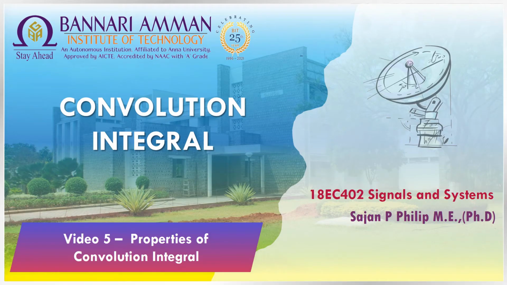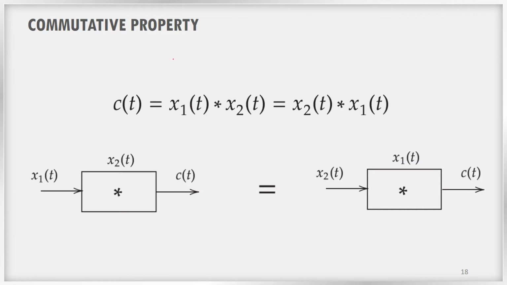Now let us see some important properties of the convolution integral. The convolution integral has many wonderful and interesting properties. These will make our life much easier while we solve problems, right? So the first property is known as the commutative property.